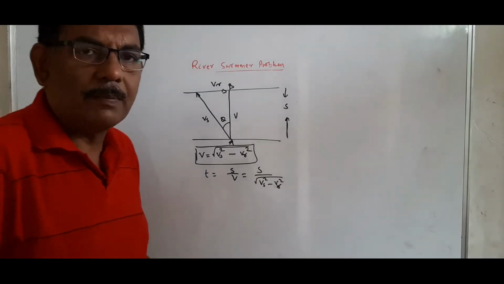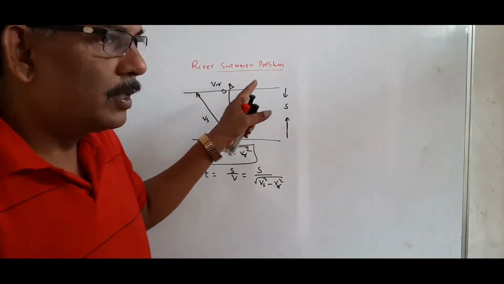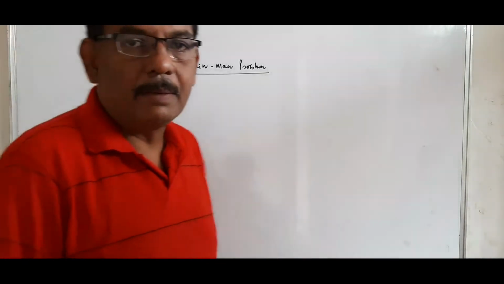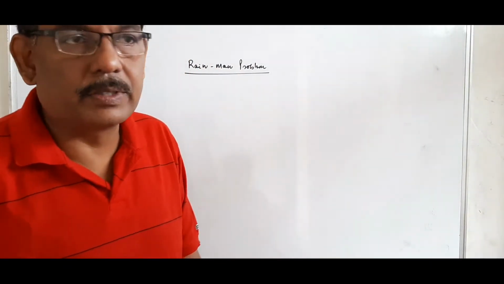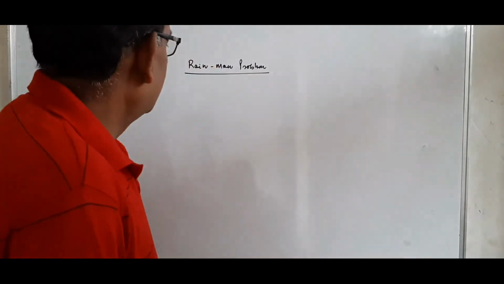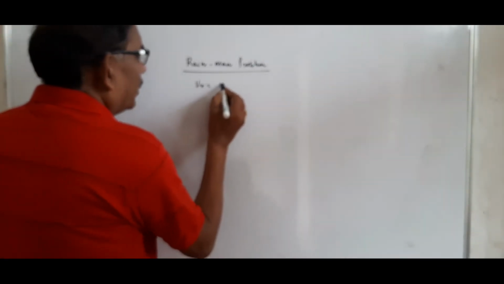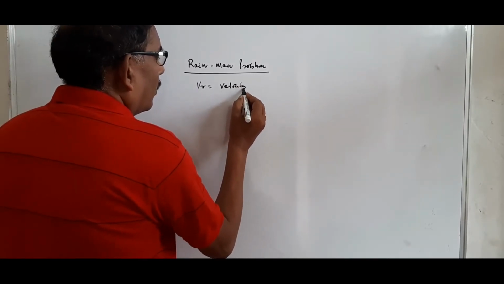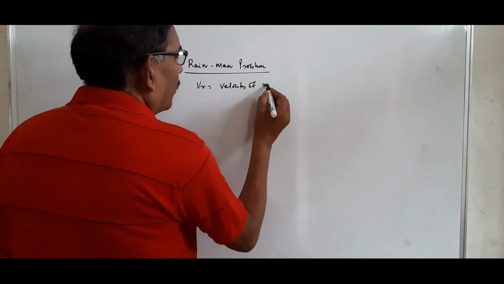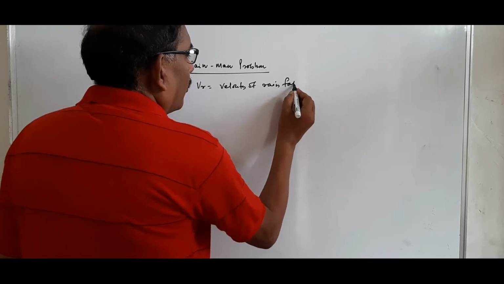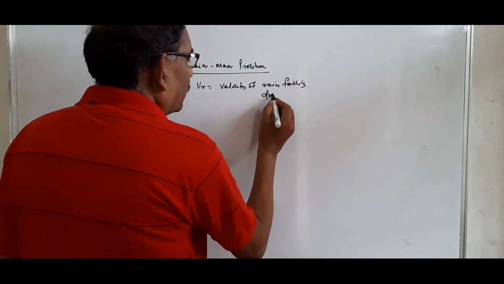Okay, so this is all about the river swimmer problem. Now the rain man problem. It is based on relative velocity. Clear? Suppose that here is the velocity of rain, following downward direction.